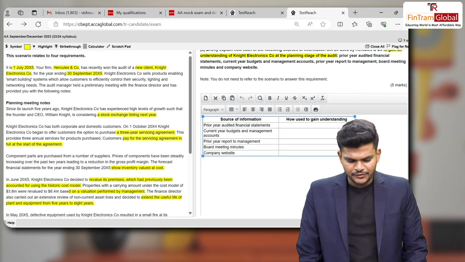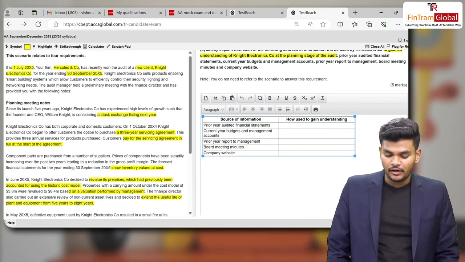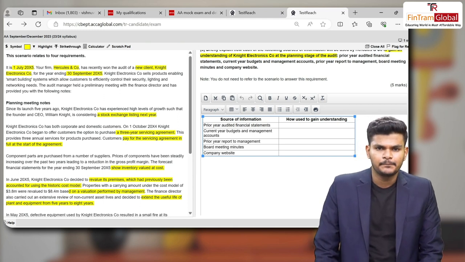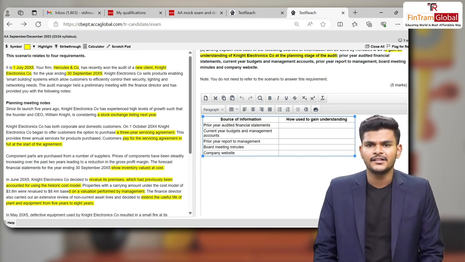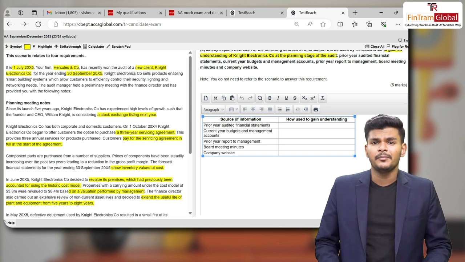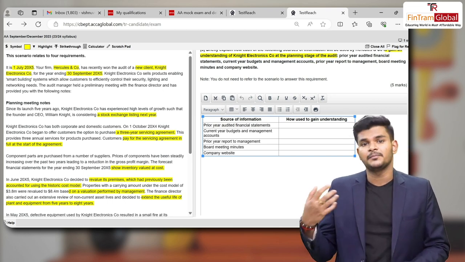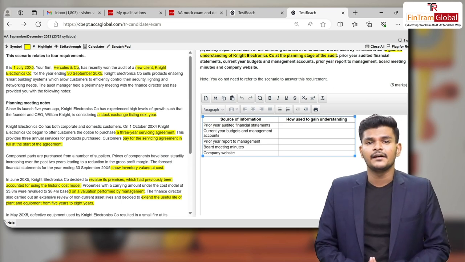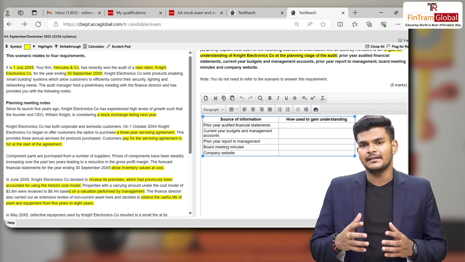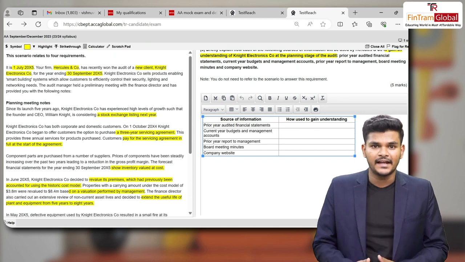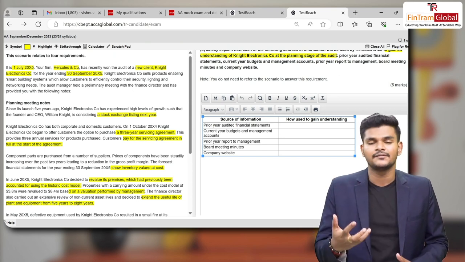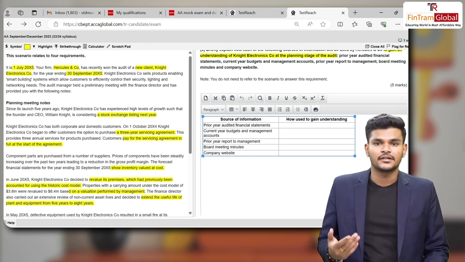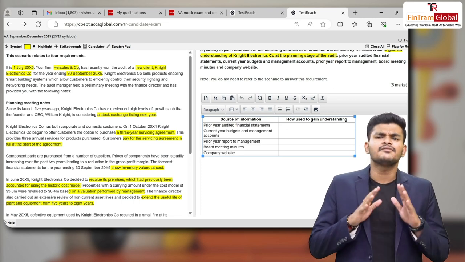So for the first source of information, that is prior year audited financial statements, what will I write? Why do we use the prior year audited financial statements? Well, we basically compare the current year figures with the prior year to understand trends and patterns and everything, right? And then we have a look at the financial figures within the financial statements to understand the size of the organization, its financial structure and all these things, right? So you just have to simply mention that.